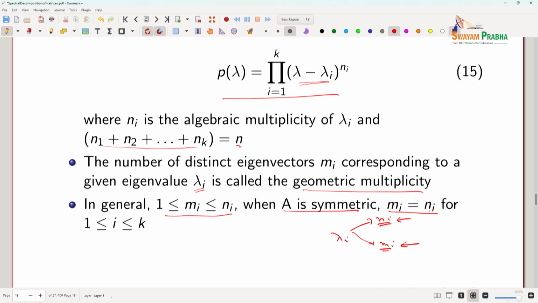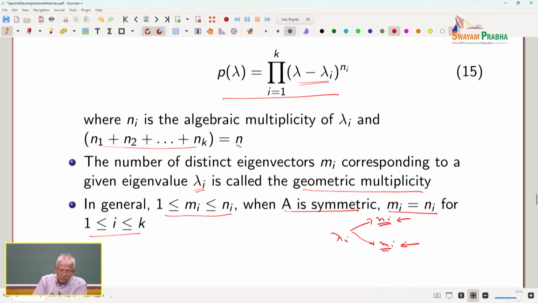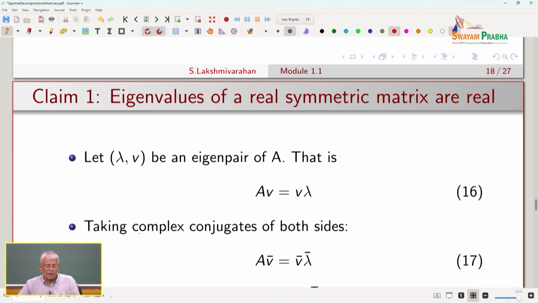The identity matrix is a symmetric matrix. Therefore, the geometric multiplicity of the eigenvalue, with eigenvectors E1 through En, is n. The algebraic multiplicity of the eigenvalue 1 is also n. And that happens for all k eigenvalues. So, this is the special property of the symmetric matrices.